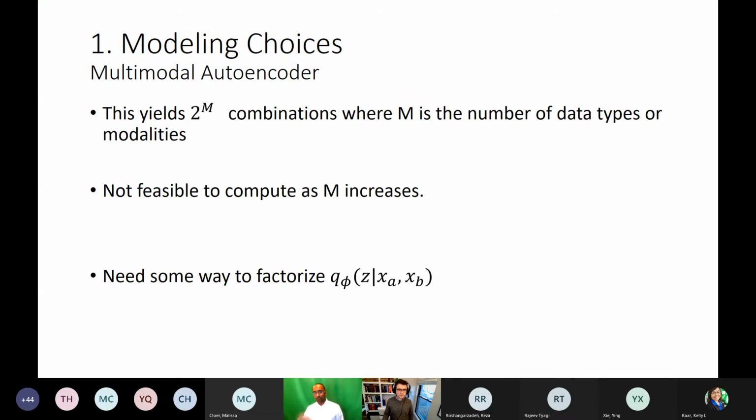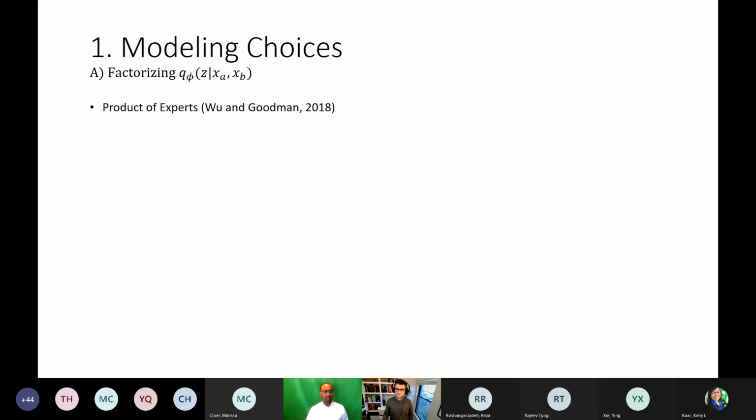Obviously, with two types of data, you have 2 to the power of 2 options or combinations, including the null set. As you have more, it becomes 2 to the power of M. And so it's not really possible to look at all these subsets, so you need some way to factorize this. In the literature, the idea is that you could use a bunch of different ways of factorizing this joint distribution of the latent variable for the encoding network.